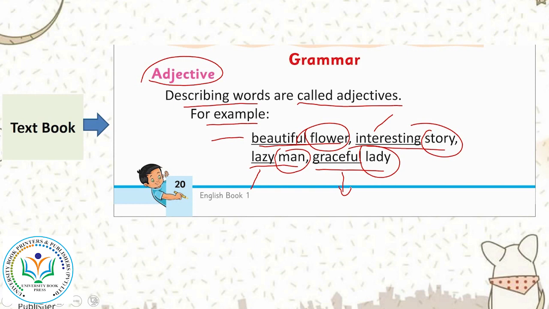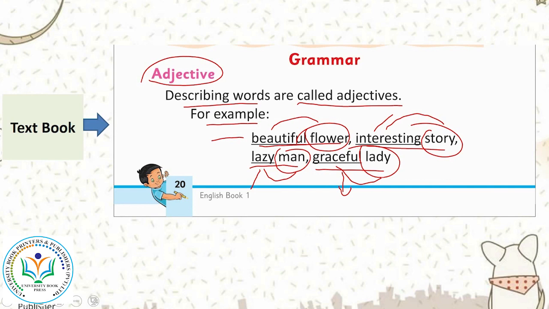The word beautiful is telling that the flower is beautiful. The interesting is telling that the story is interesting. And the lazy word is describing that the man is lazy. The quality can be both bad and good. And the word graceful here is telling you about the lady that she is graceful. So adjectives or describing words tell you more about the noun, its color, size, smell, etc.